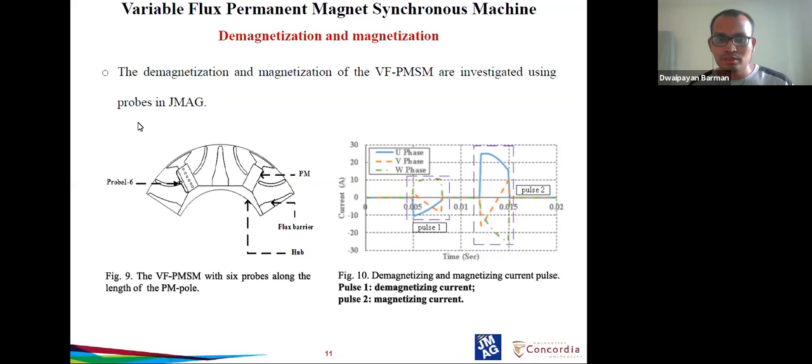And to demagnetize and magnetize the alnico-9 magnet, the current pulse is applied onto the armature winding, which is shown in figure 10. Actually, pulse 1 is required to demagnetize the alnico-9 magnet, and the demagnetized alnico-9 magnet is magnetized again by applying current pulse 2. The magnitude of the magnetizing current pulse is higher compared to the demagnetizing current, as we can see in figure 10.